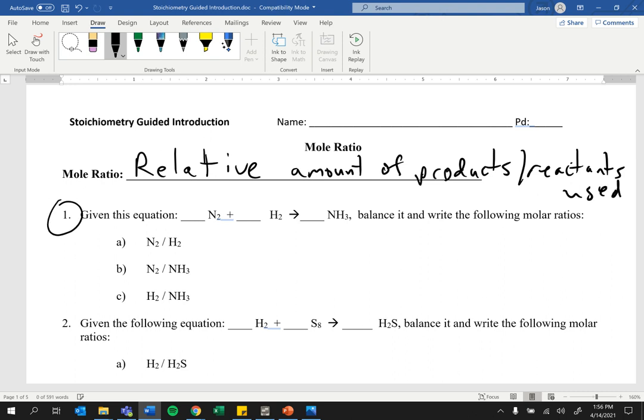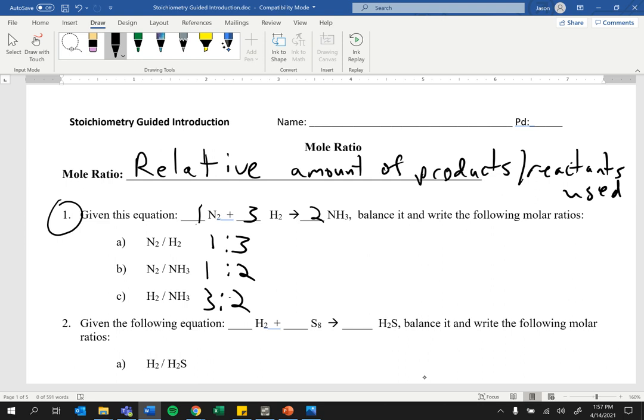First, we have this first equation. We have to balance it. And let's see, I can balance it by putting a 2 here and a 3 here. This equation is now balanced. Once I balance it, I see that my ratio of N2 to H2 is a 1 to 3 ratio, meaning for every one N2 molecule, because if there's no number, it's like there's a 1 there, I need 3 molecules of H2. For every one molecule of N2, I produce 2 molecules of NH3. And for every 3 molecules of H2, I produce 2 molecules of NH3.